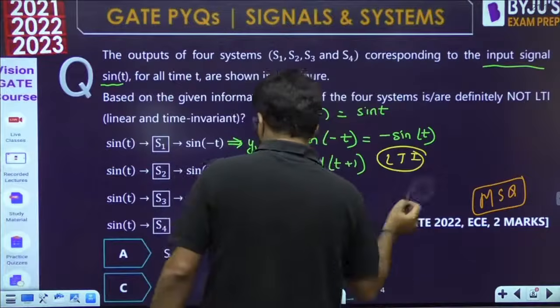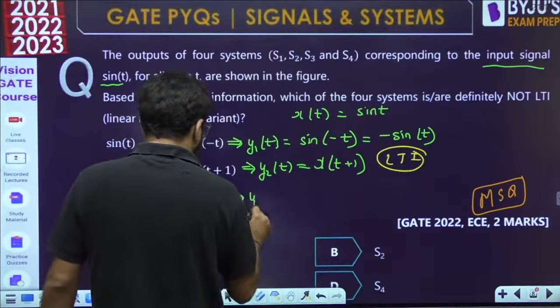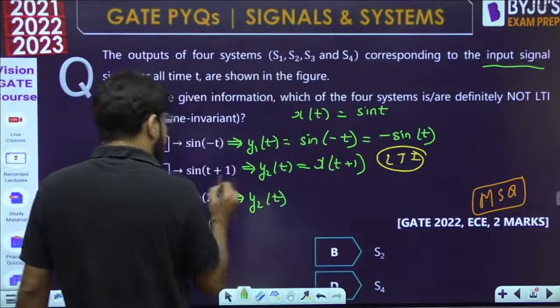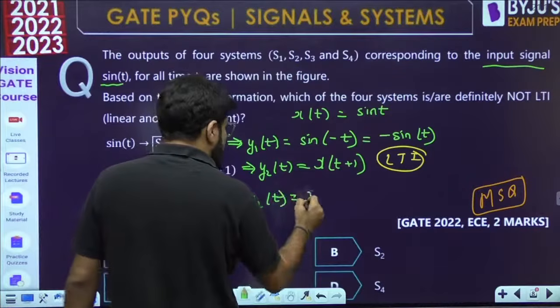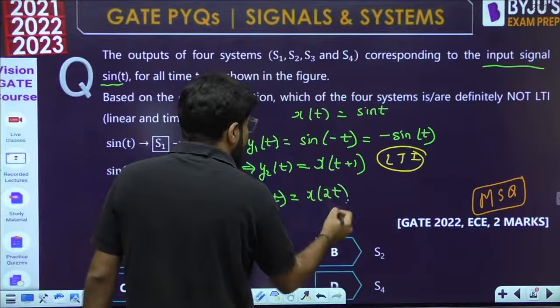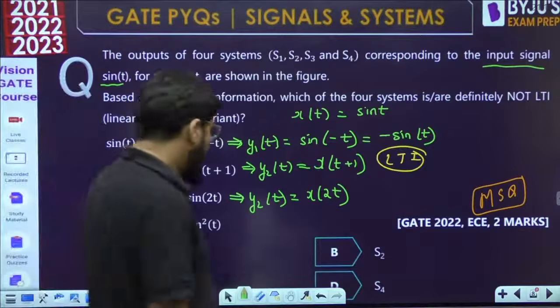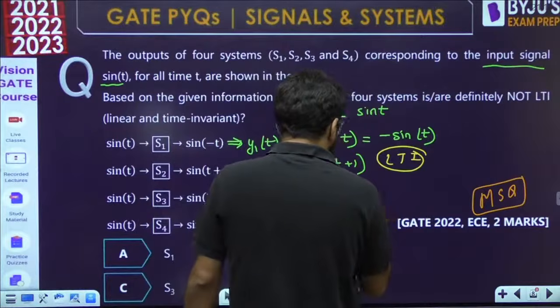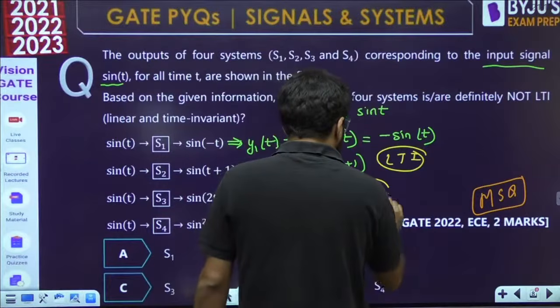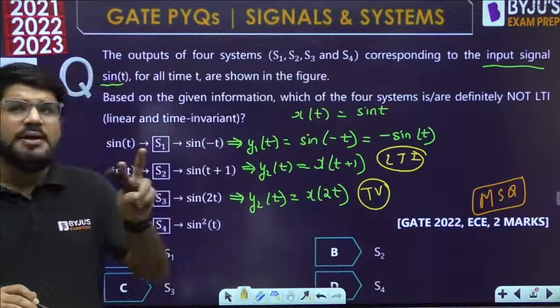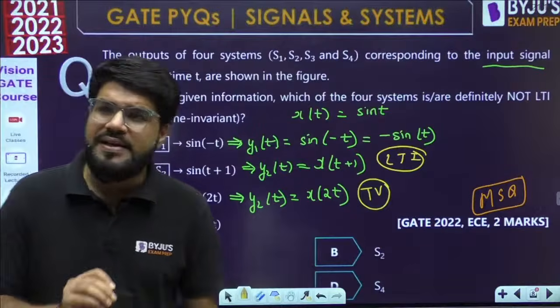Let us go to the next case. Third case, y of t is sine 2t. That means it is scaling the input, x of 2t. Now time scaling, as I just told you, this system will be linear but not time invariant. So it cannot be LTI.